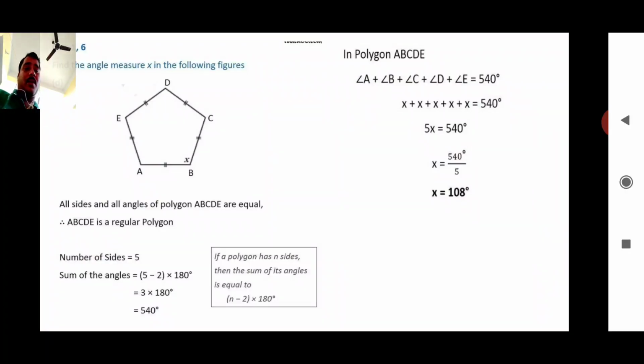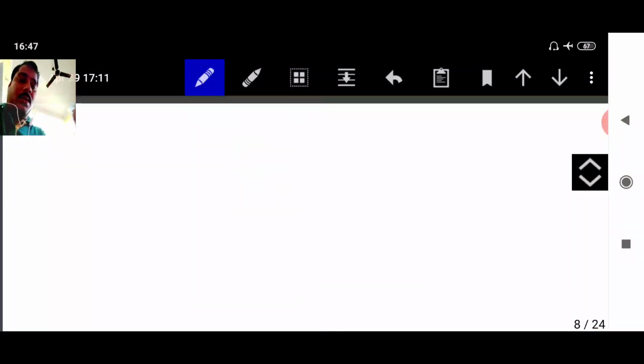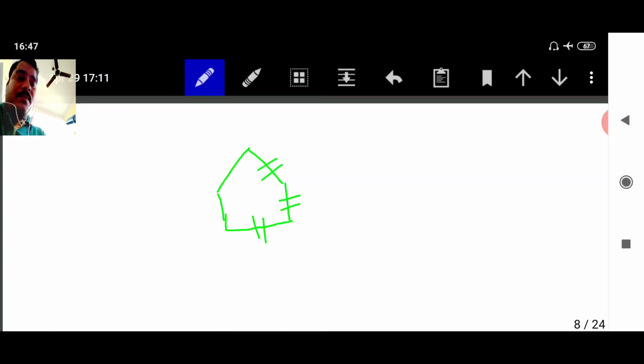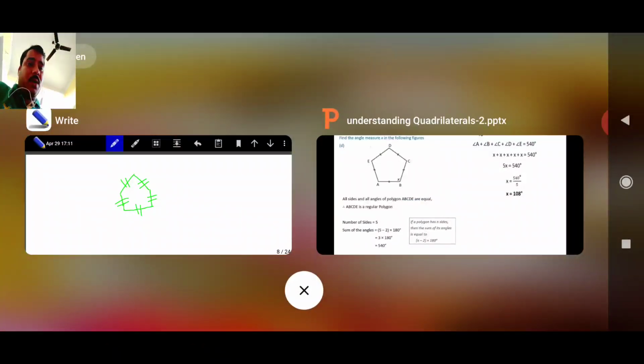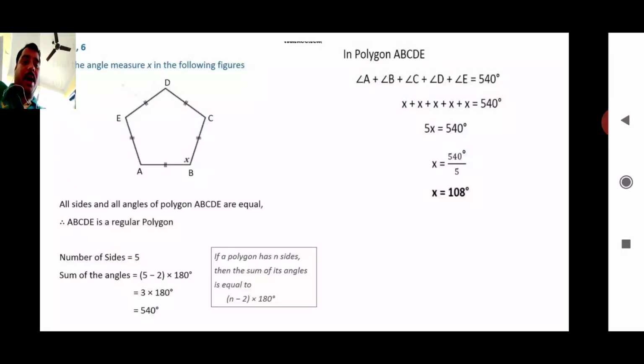Okay, here it is clear to you that all sides are equal. It is a regular pentagon, because it is mentioned in the figure that these lines represent equal sides and equal angles, and in a regular polygon we have all angles equal.